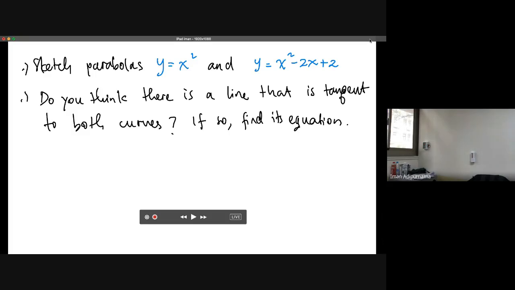The question is, do you think there is a line that is a tangent to both curves? So remember the tangent line? So this tangent is in the two curves. Okay. If so, find the equation of the tangent line. Okay, I'll give you 15 minutes.